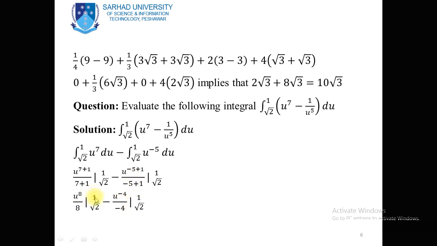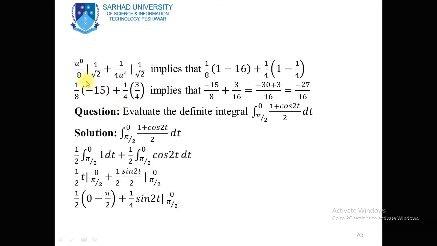Now putting the upper limit 1, so putting u equal to 1 in this term, 1^8 is equal to 1, so 1 over 8. And now putting the lower limit root 2, so root 2 to the power 8 we obtain 16. Putting limit 1 we obtain 1, putting limit root 2 we obtain minus 16 plus, and in the second term putting u equal to 1 we obtain 1, 1 over 4 into 1 minus putting root 2 we obtain minus 1 over 4.